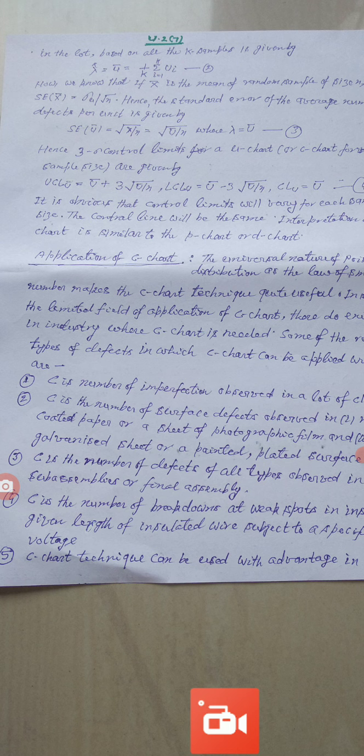And the sixth point is that the C chart has been applied to sampling acceptance procedures which are based on the number of defects per unit.